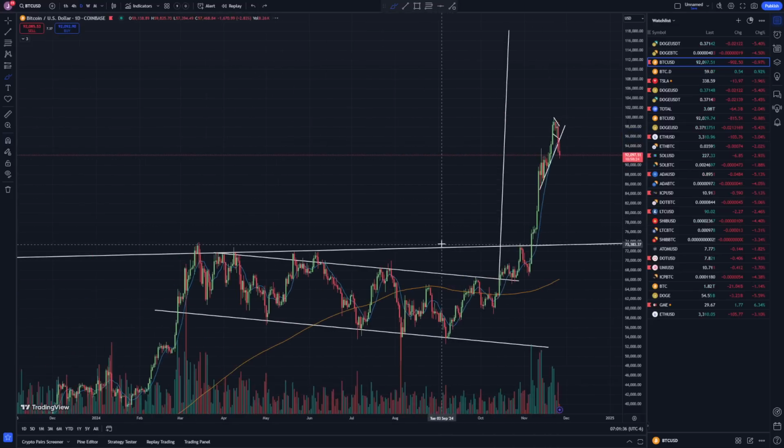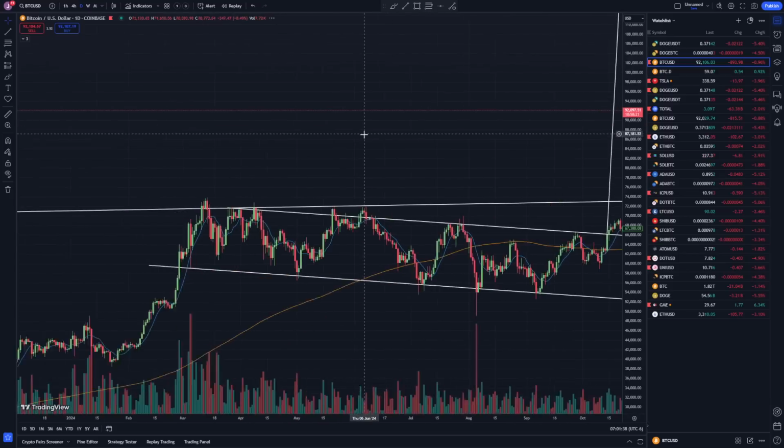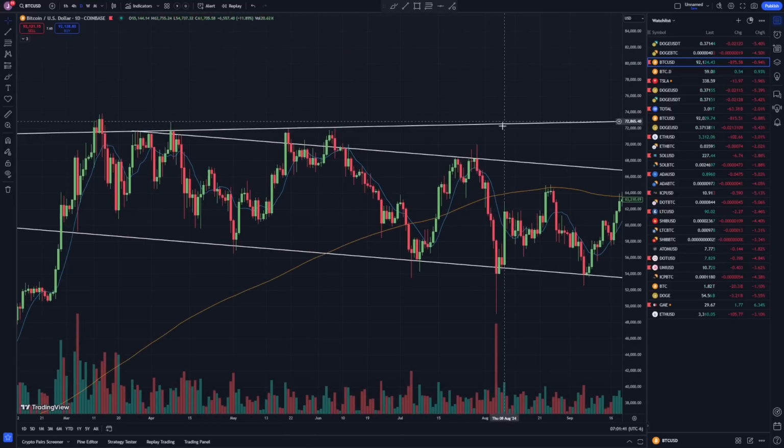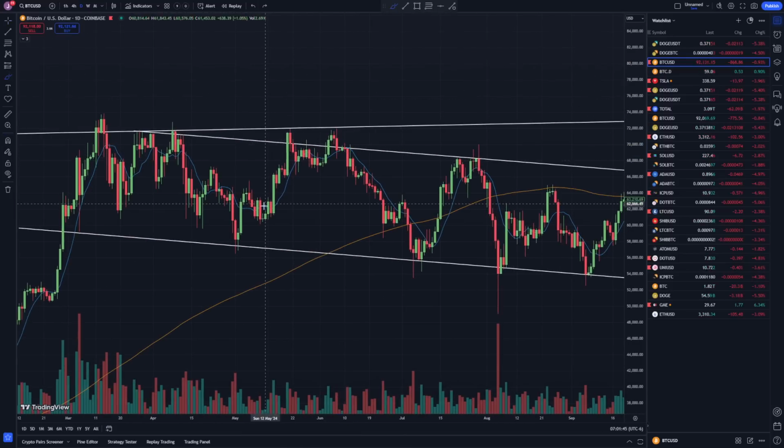Because when we're below it, let me find a good example of it. Let's go ahead and zoom in, maybe something like right here. This was a good example. We broke below it right here, so we have the 9 moving average right here. The price broke below it, and ever since then we're coming into contact with it and getting rejected, pushing us to the downside.